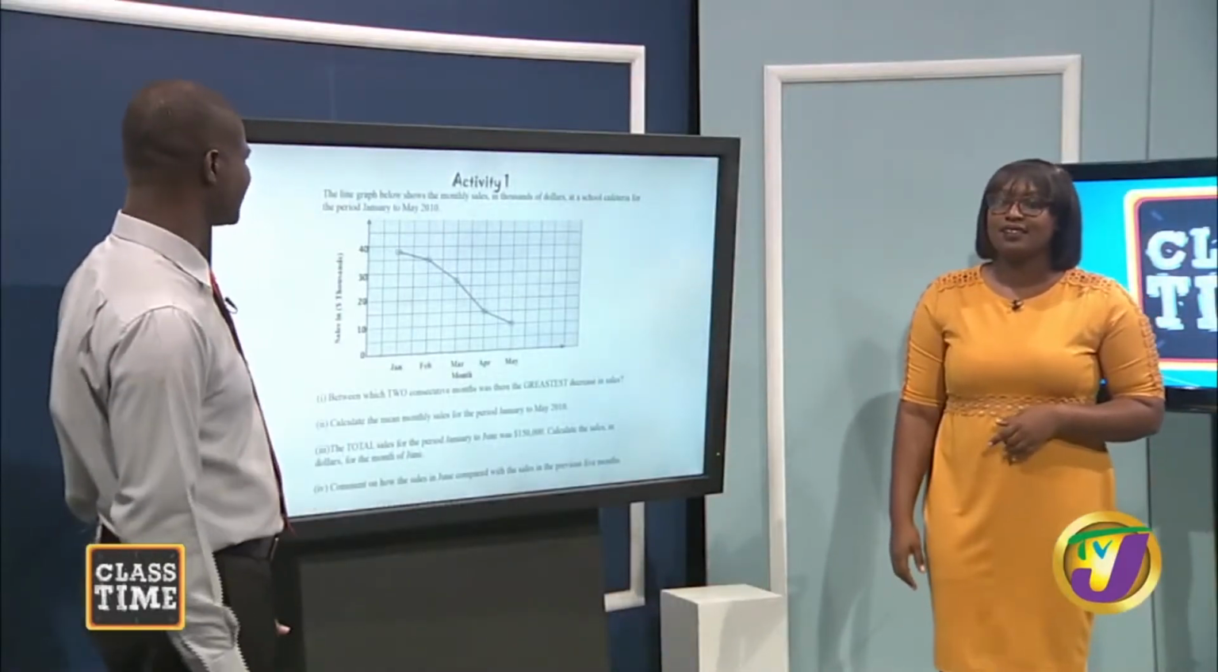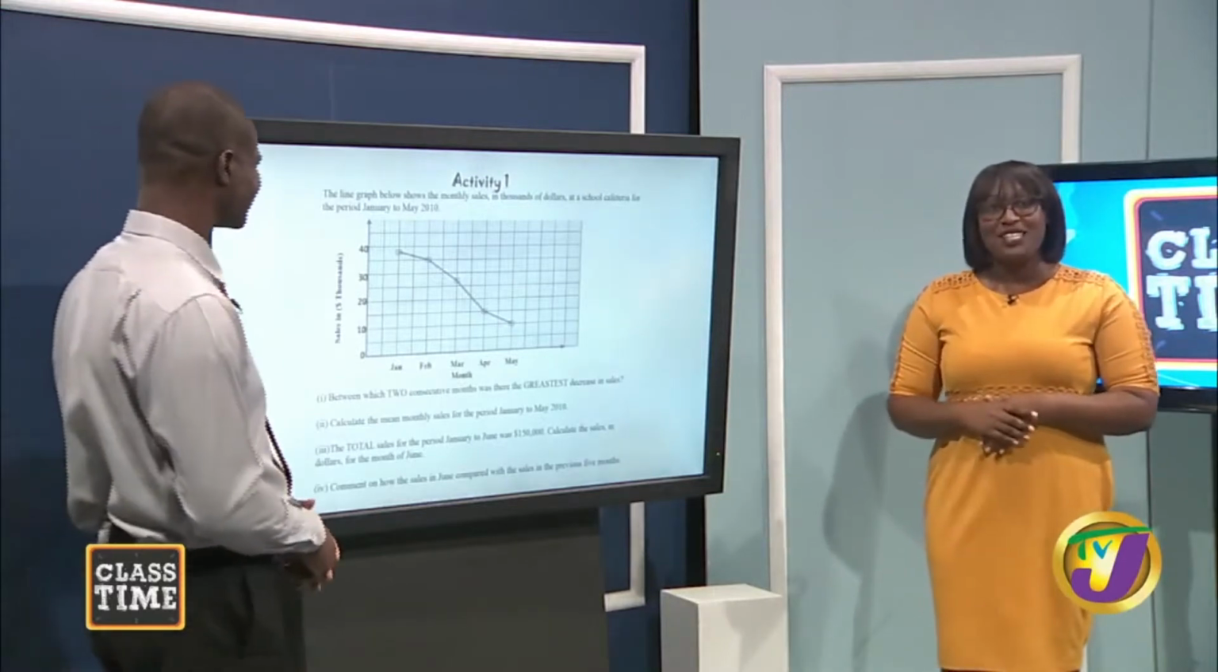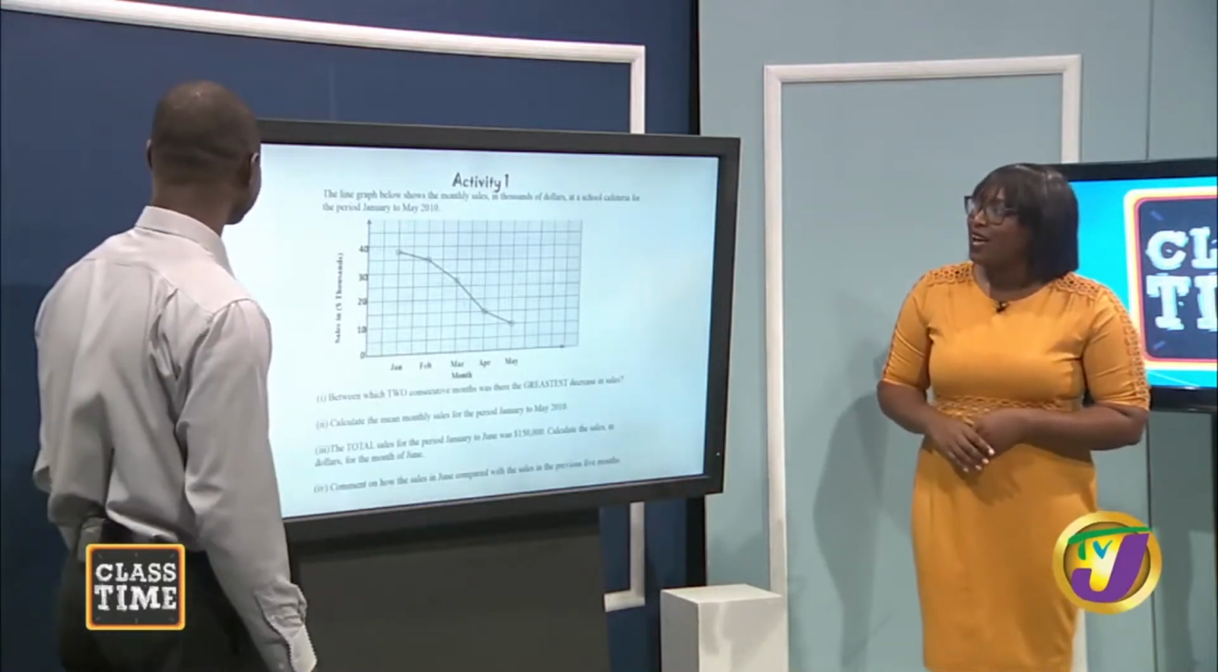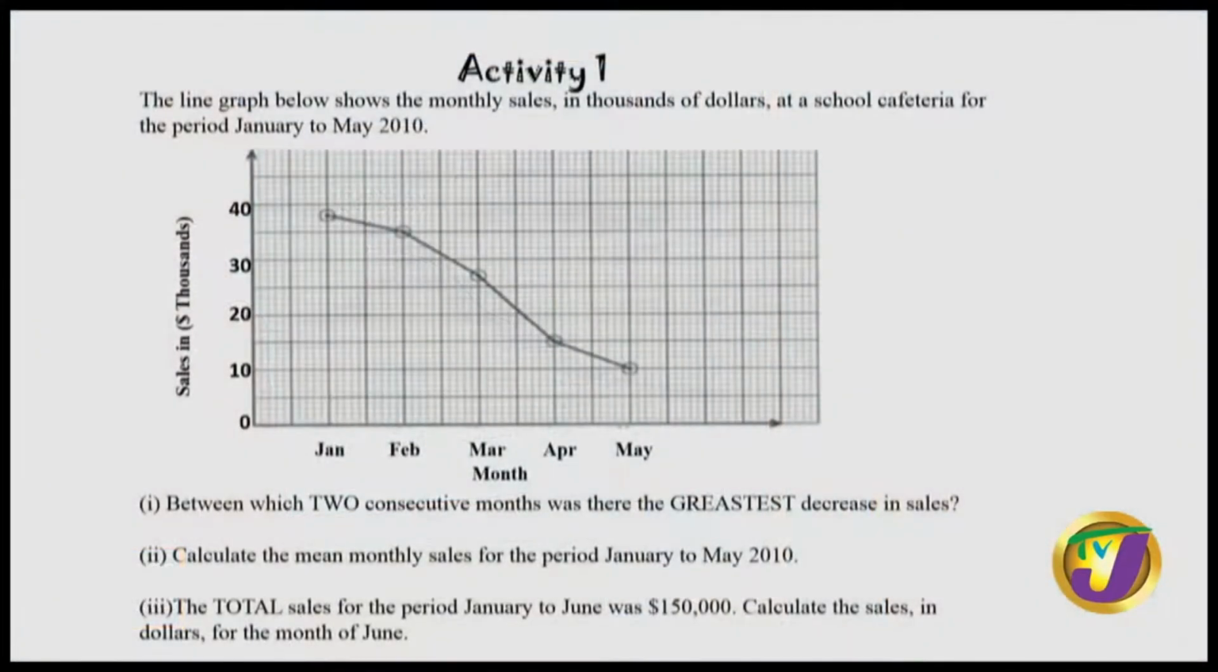All right, so here we have an activity. Okay, so we're going to jump into our first activity for the morning. Here you're given a line graph, and it shows the monthly sales in thousands of dollars at a school cafeteria from the period January to May 2010. What type of graph is this, Mr. Price? Well, this is a line graph. So on our y-axis, we have sales in thousands of dollars, and on our x-axis, we have the months. So we're looking at January to May.